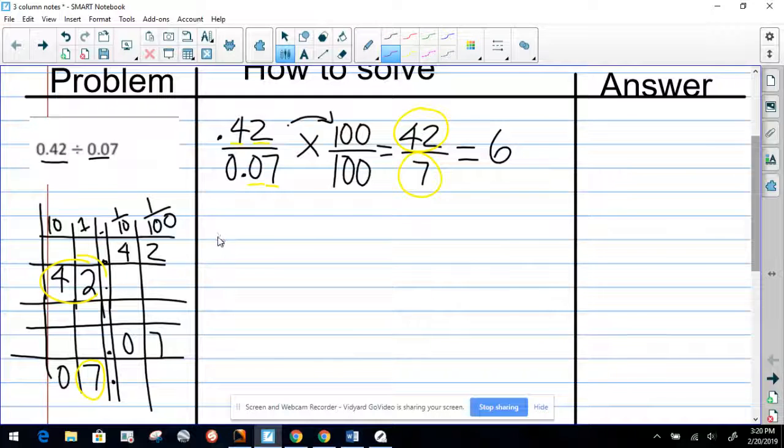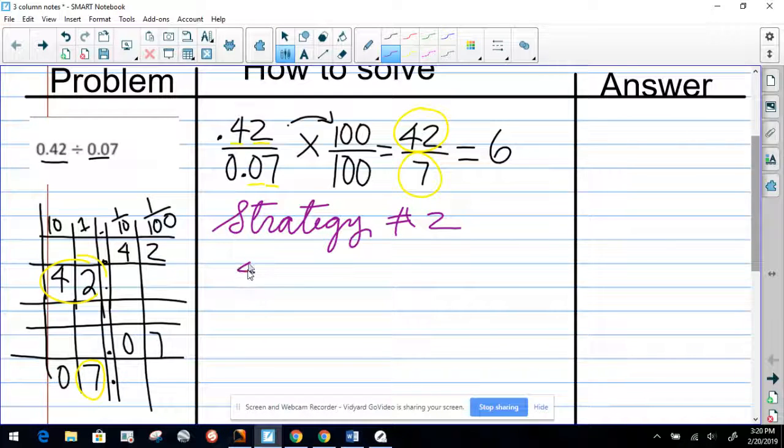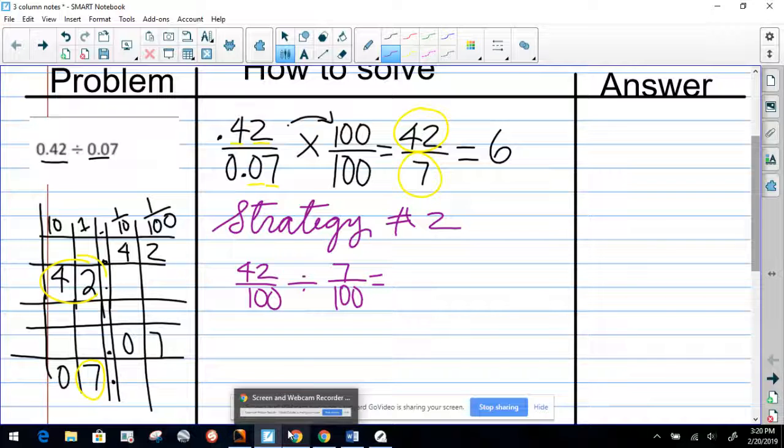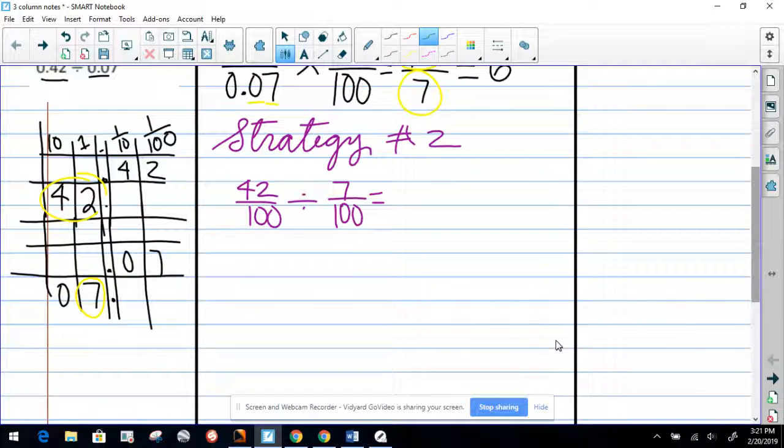So here's strategy number 2. Let me write this down. Strategy number 2. So this is how you do this one. You're going to write 42 hundredths, but in a fraction form, divided by 7 hundredths, again in a fraction form. Now you multiply across. Actually, our trick for dividing, we use something called keep, flip, change.